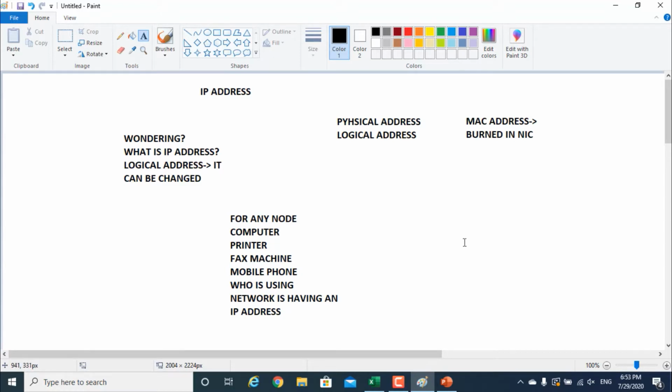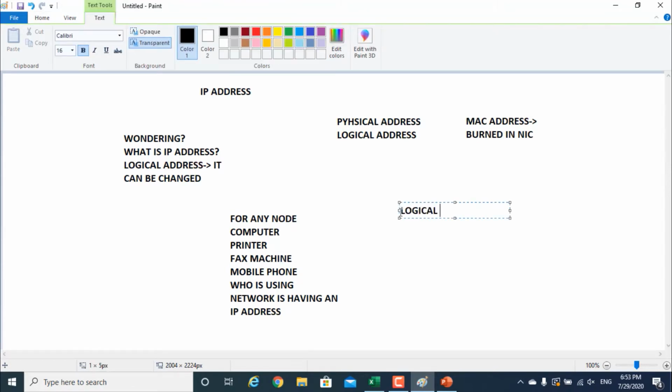But what is this IP address? This IP address is a logical address which identifies your machine or your computing device in a network. It is better to say identifies rather than differentiates, because that is the correct term.